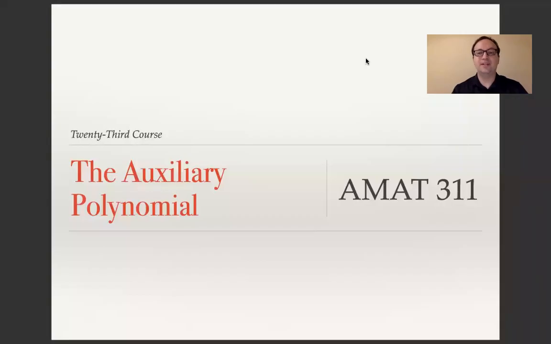Good morning. Today's course will be about a method of computing a basis for a linear, homogeneous, ordinary differential equation called the auxiliary polynomial. This method only works for equations with constant coefficients, however.